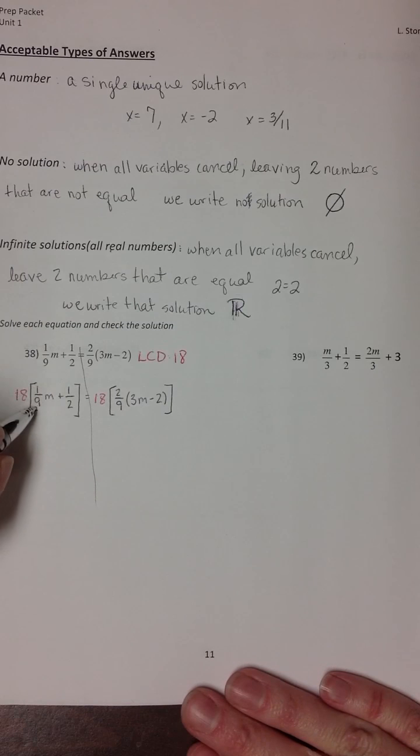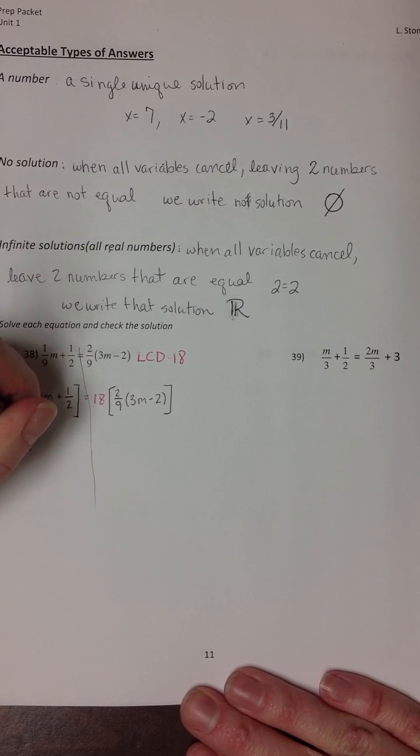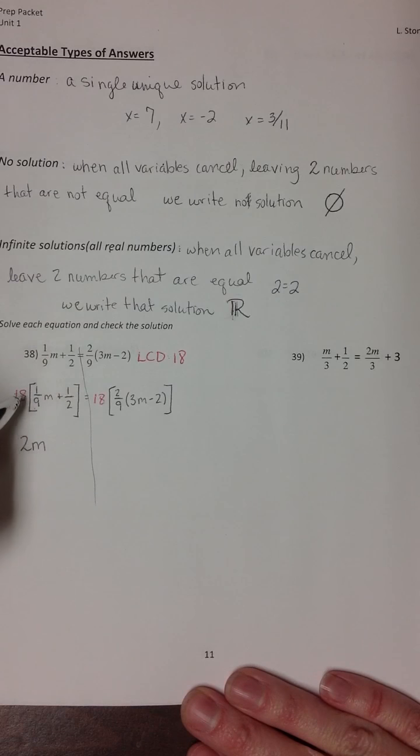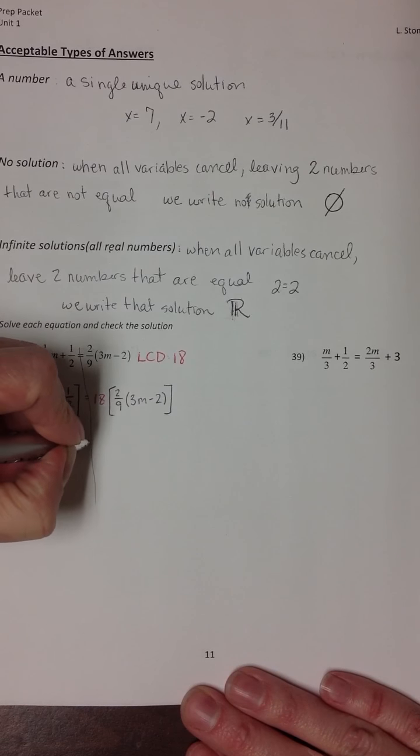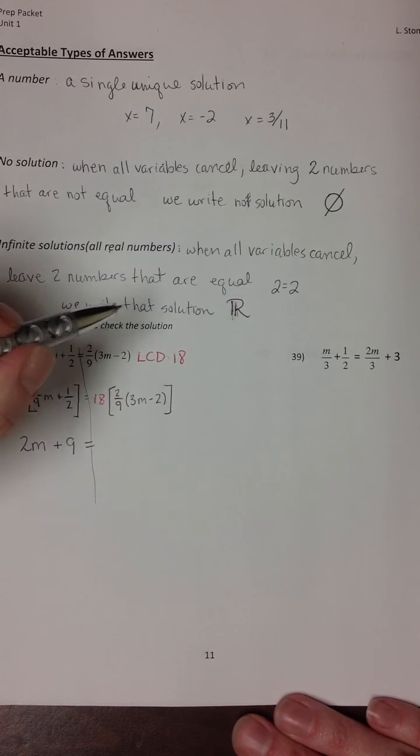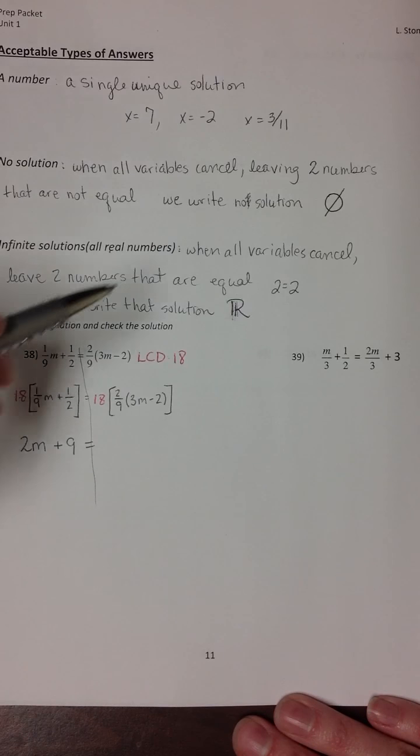Multiplying 18 times 1/9 gives us 18 ninths, which reduces to just 2. Multiplying 18 times 1/2 gives us 18 halves, which reduces to 9. Now on the left side, things get a little tricky.